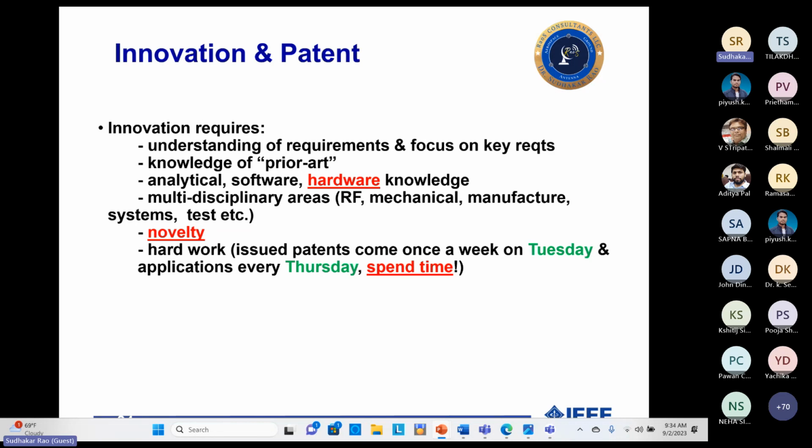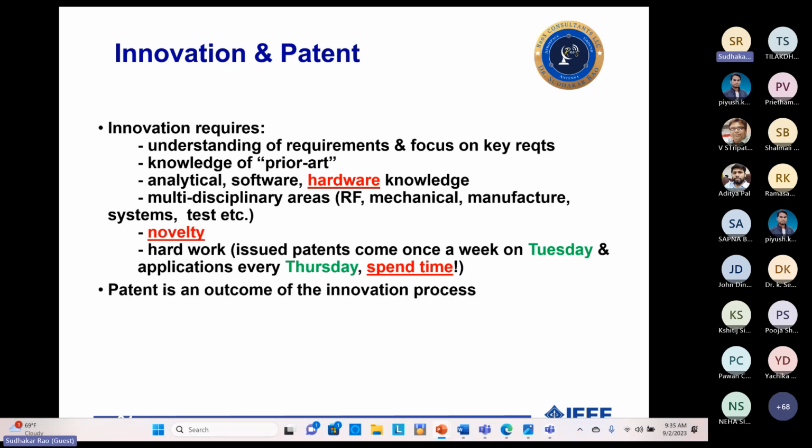I think issued patents come once a week on Tuesday, and applications come every Thursday. So there'll be something like about 500 or 600 patents. So you need to go through all of them to see what other people are doing, what their idea is, and whether you can improve the idea or come up with a new product. So that takes discipline. I think at least once a week you need to go through the patent office issued patents or trademarks.